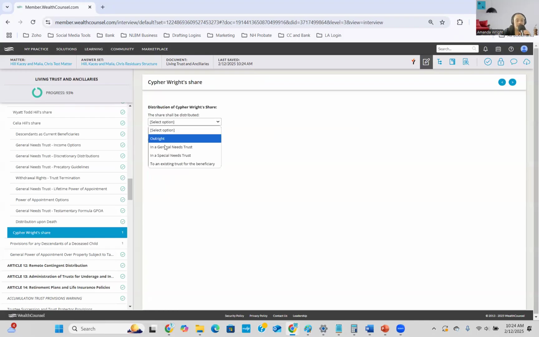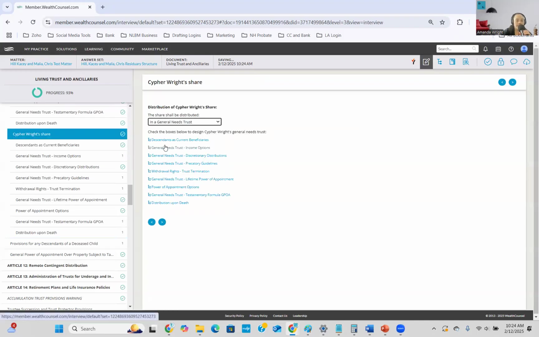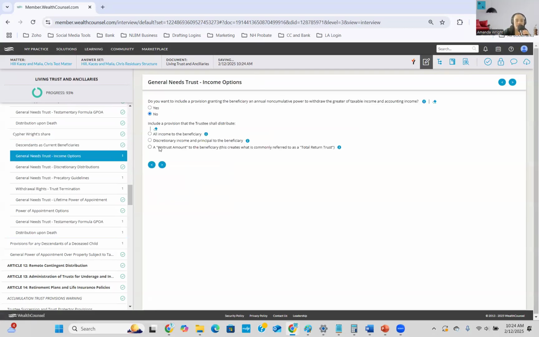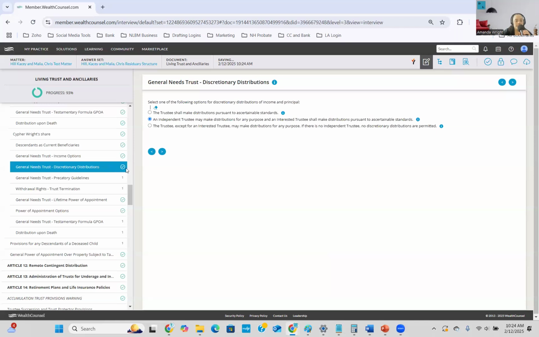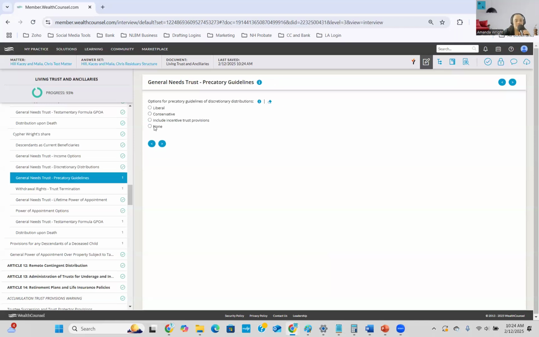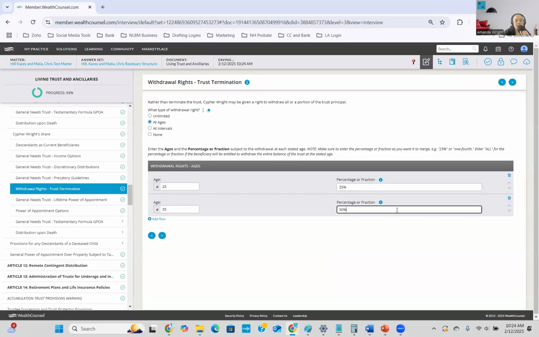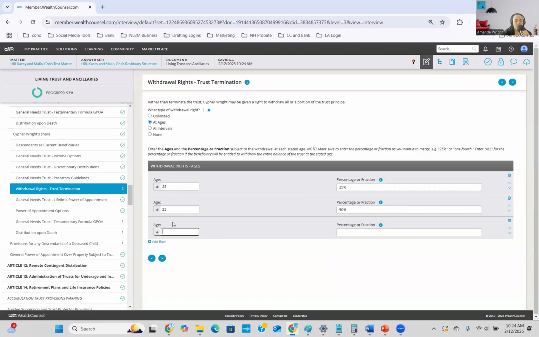Now, Cypher, we just need her to be more financially independent as she goes on. She can make decisions, but she's still young yet. So we're going to give her a somewhat conservatively drafted trust, but we're going to give her withdrawal rights, so ages and stages. So again, at age 25, she can take 25% of the trust, and this can be anything you want. So we'll do a different one. At age 35, let's say we're going to increase it by 50. We hope she's super responsible. And then by age 38, before 40, she can take all of it.